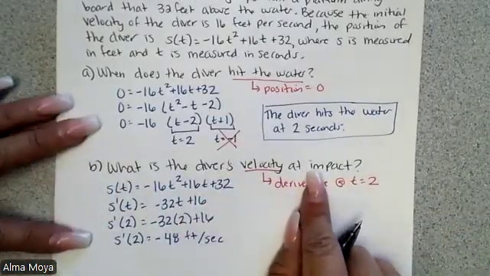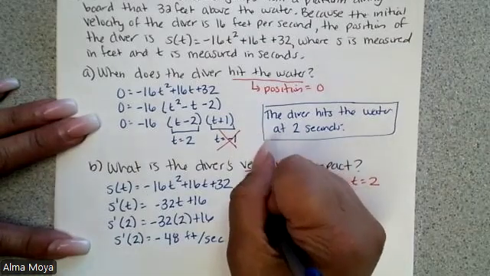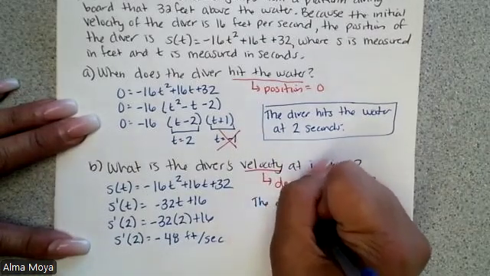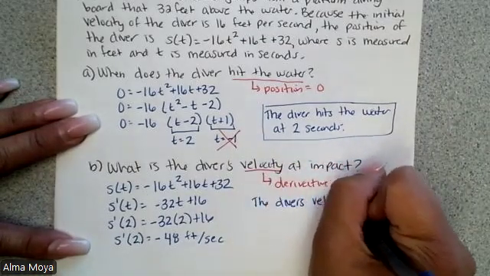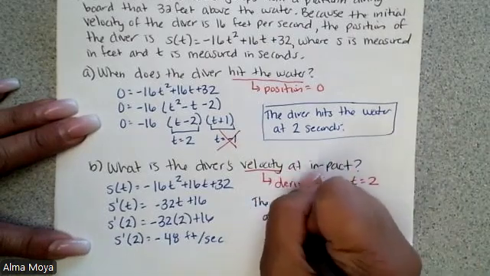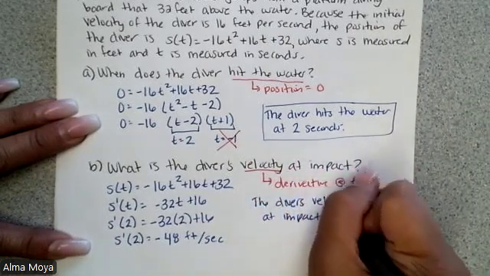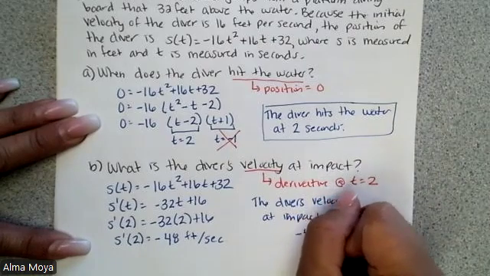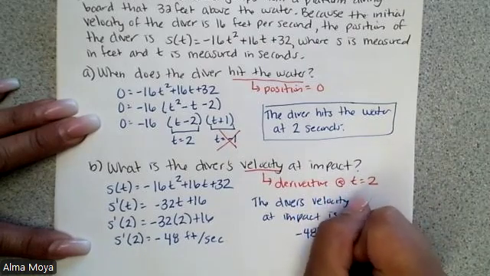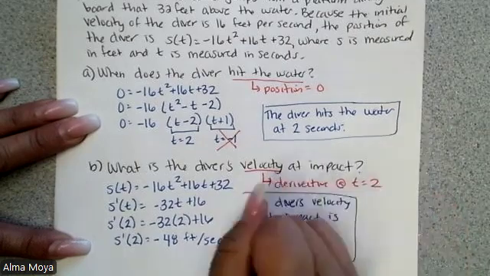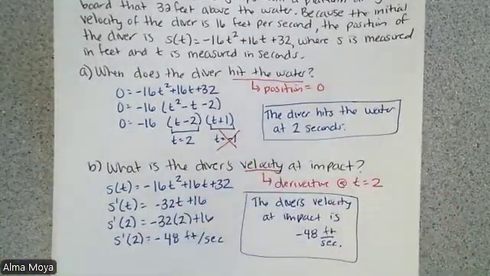So what is the diver's velocity at impact? The diver's velocity at impact is negative 48 feet per second. And that concludes the notes.